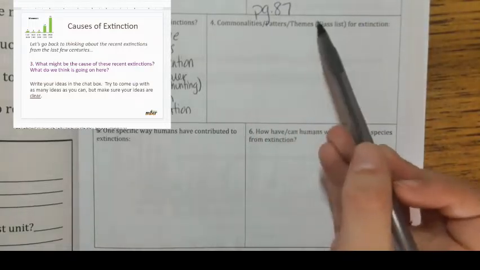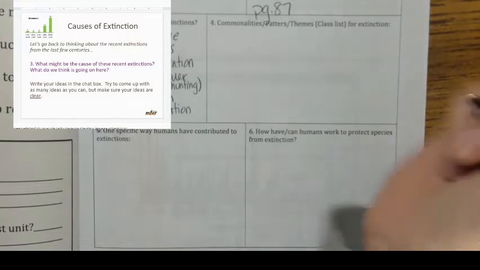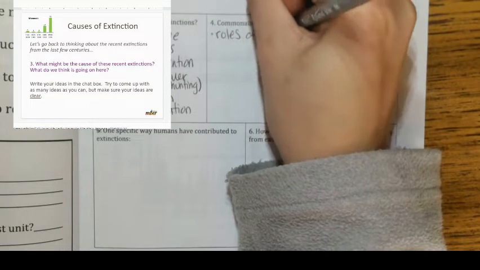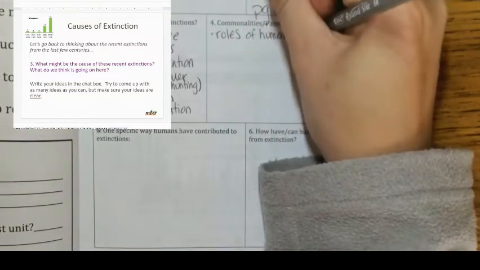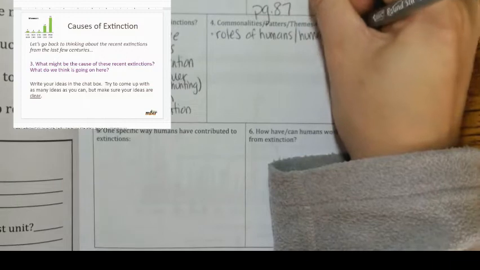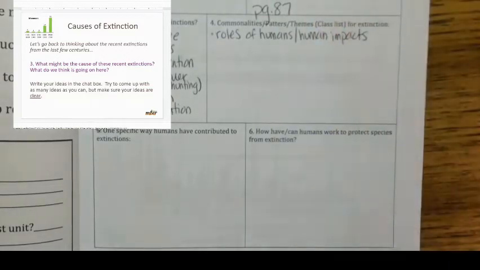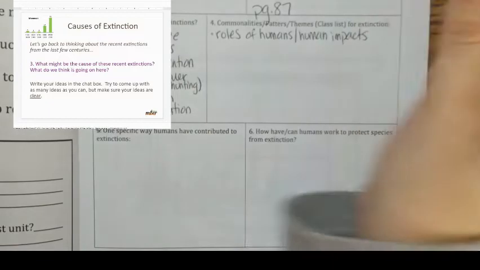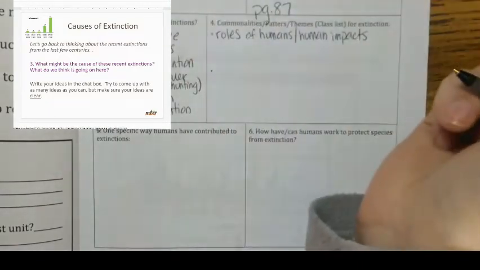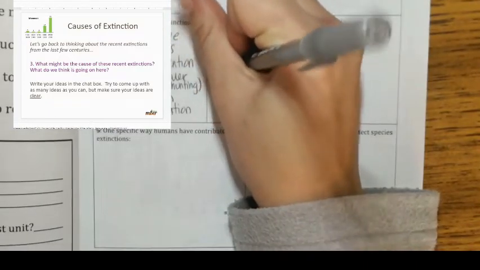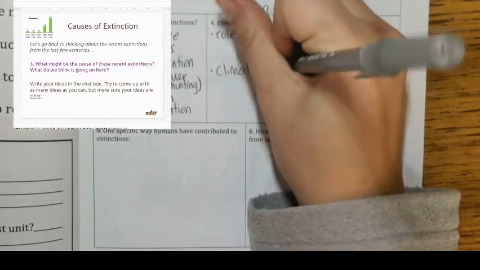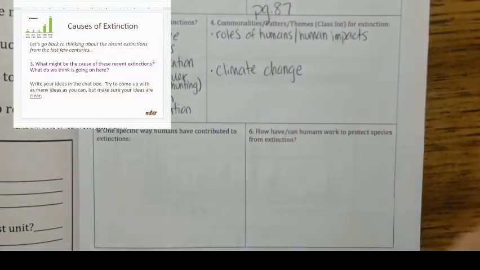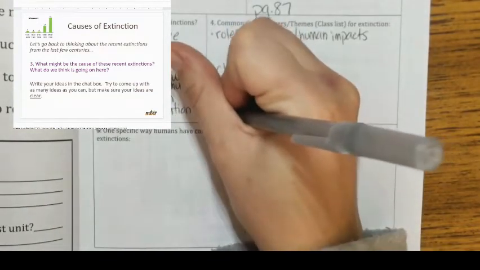So the usual commonalities, patterns, themes, and causes for extinction that we all come up with is usually taken from this list. And the first one is that there is a role of the human impacts. We'll get to that later, like the details of it. But then another one that everybody usually comes up with is something about climate change. And then the last one would be some environmental causes.